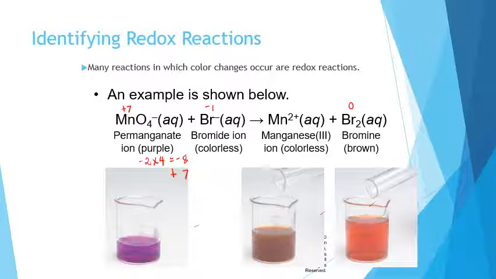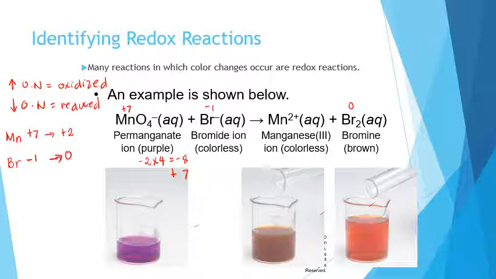So take note, if we are going to assign the oxidized substance and reduced substance, remember when there is an increase in oxidation number, the substance is said to be oxidized. When there is a decrease in oxidation number, the substance is said to be reduced. So in this case, our manganese has a positive 7 charge in the reactant going to a positive 2 charge in the product. Our bromine has a negative 1 charge in our reactant going to 0 charge in our product.